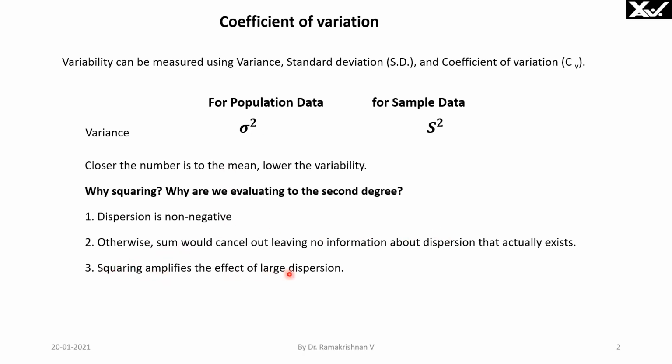Squaring also amplifies the effect of large dispersion. Like for example, the deviation is only 2. It will be shown as 4 in the variance. For example, the deviation is only 100. Then the variance will be 10,000. So it is magnifying the values, magnifying the output.